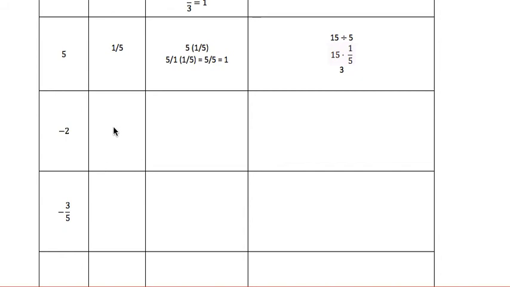Next term is -2. The multiplicative inverse would be -1/2. In our proof, -2 times -1/2 would be -2/1 times -1/2, and a negative times a negative is a positive, and 2 times 1 is 2, 1 times 2 is 2. Which proves it.